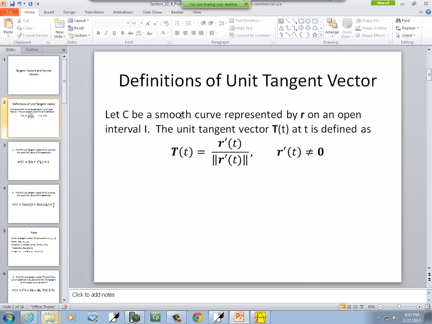Now our definition of the unit tangent vector: let C be a smooth curve represented by R on an open interval I. The unit tangent vector, T, is represented as T is equal to R prime over the magnitude of R prime. And of course R prime is not equal to 0.